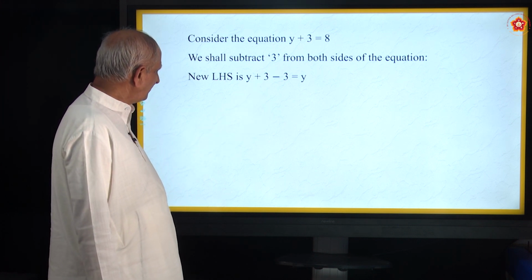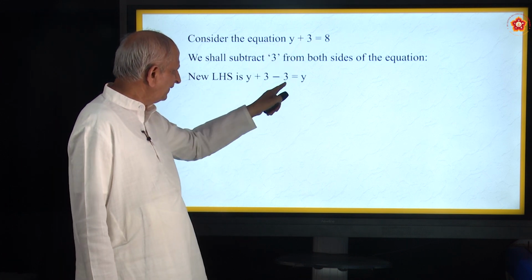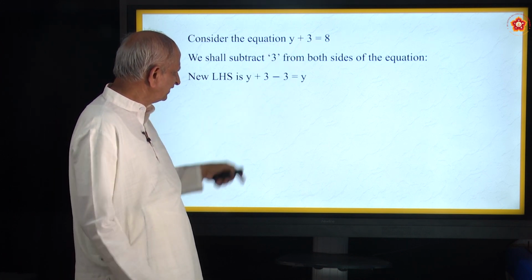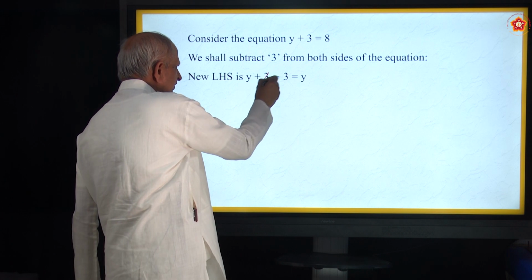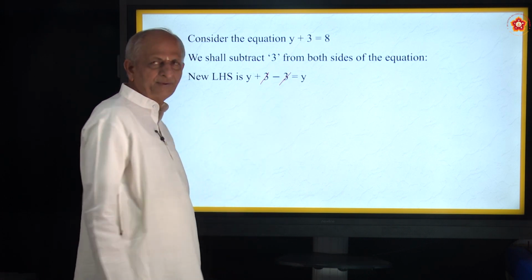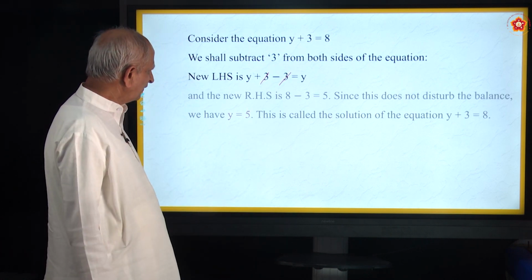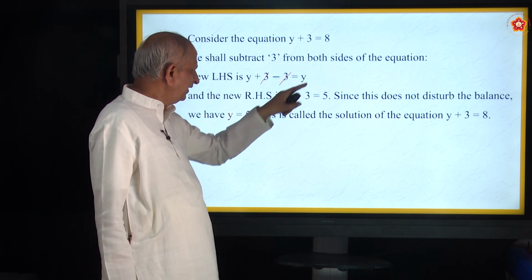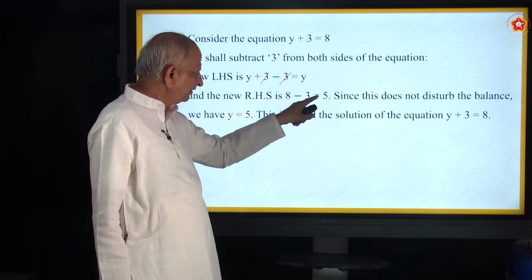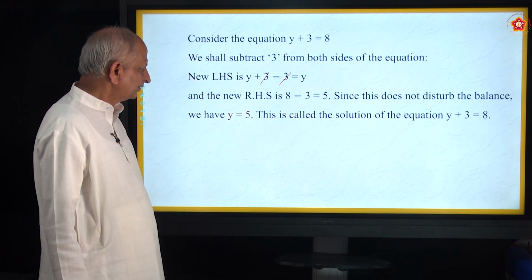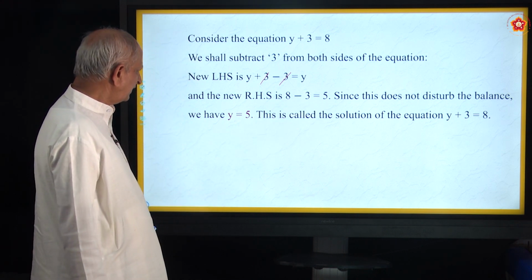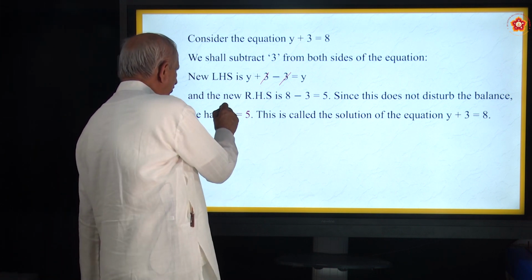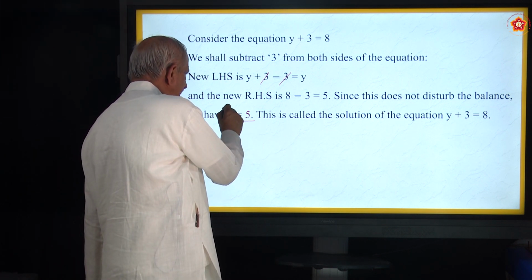So y plus 3 is here, minus 3. Then plus 3 minus 3 cancels. These are equal, can be cancelled on the opposite side, okay. Then you get y. So, on the right hand side, if you subtract 3 from 8, 8 minus 3 becomes 5. So, since this does not disturb the balance, we have y is equal to 5 as the answer.